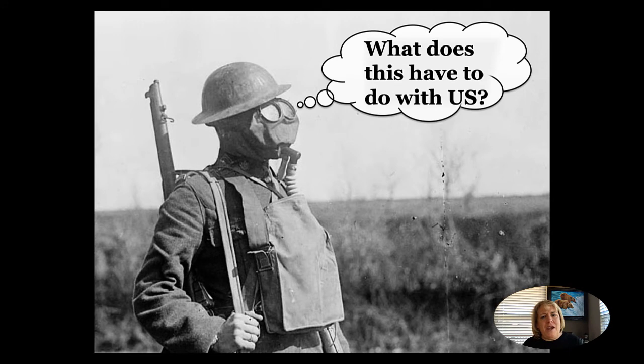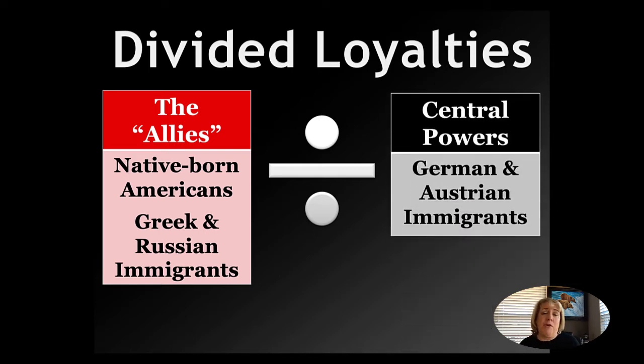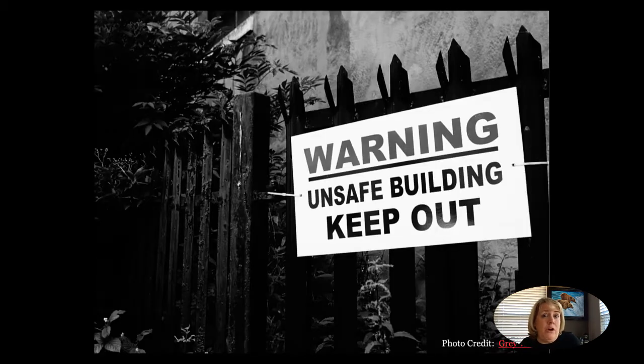So the big question you might have now is, what does the United States have to do with this war being fought over all these alliances in Europe at this point? And to that I say quite a bit. The biggest thing we faced in America at the start of World War I was divided loyalties. Our population was divided, some supporting the allies of England, France, and Russia, while others supporting the Central Powers of Germany, Austria-Hungary, the Ottoman Empire, and Italy. Those who supported the Allies were typically native-born Americans, Russian immigrants, and Greek immigrants as well. But you also had those who supported the Central Powers. That would be German and Austrian immigrants.